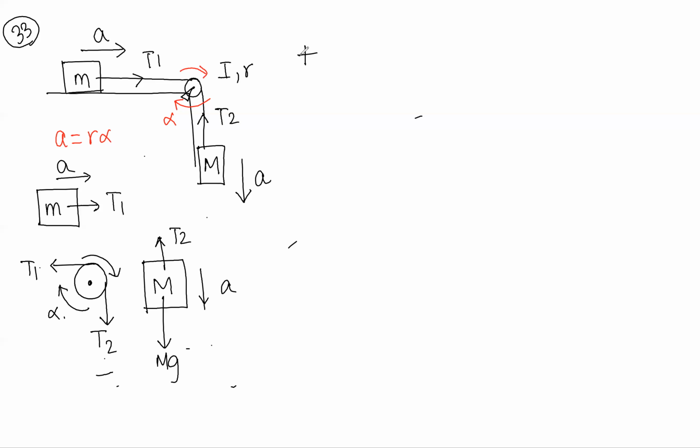So for the first object over here, for the small m object, you will write plus T1 is equal to ma, because the direction of T1 is matching the direction of a. Second, for this object, mg is matching the direction of a. So you will write plus mg minus T2 is equal to ma.